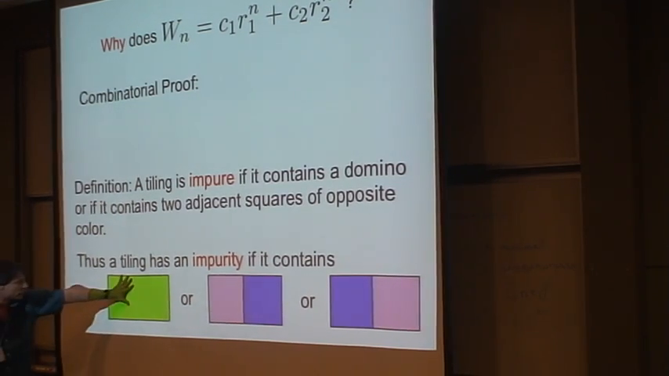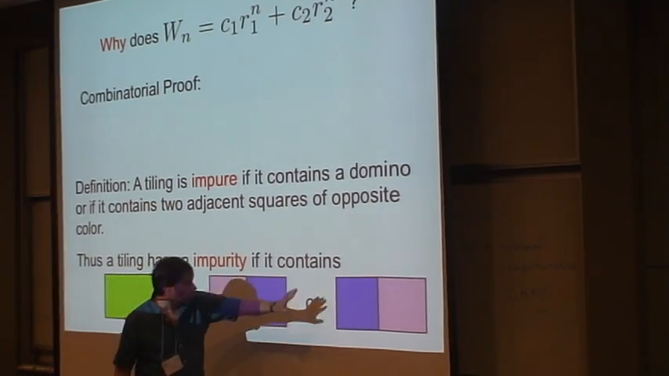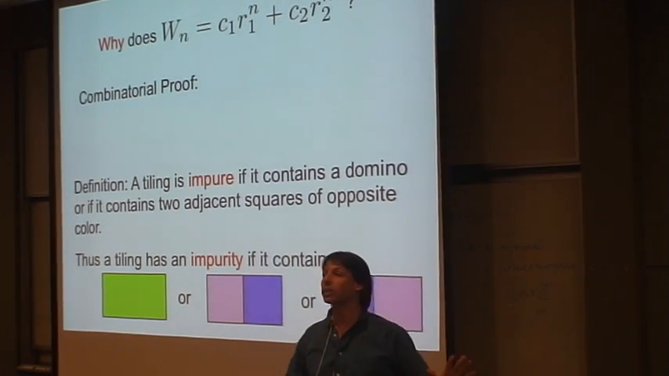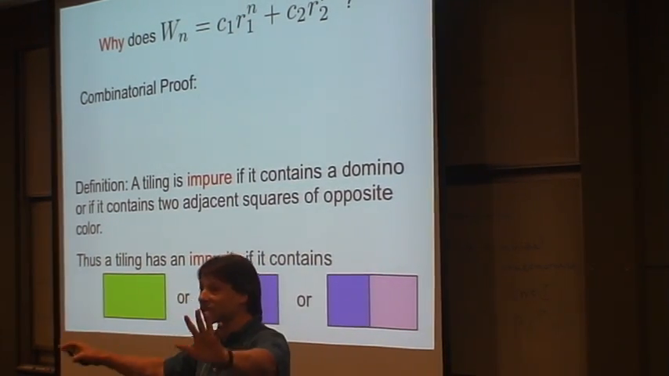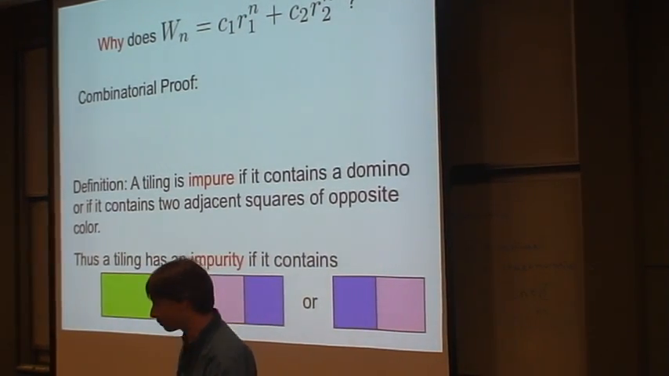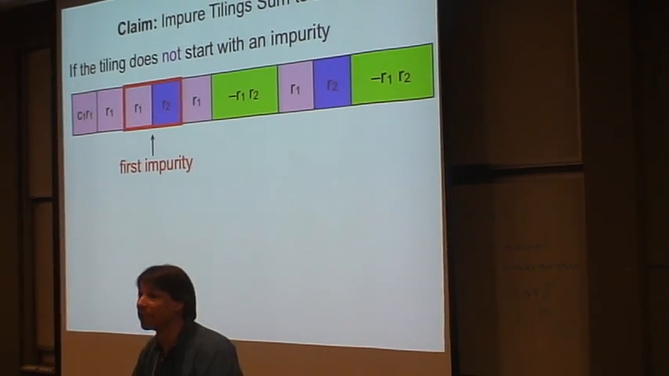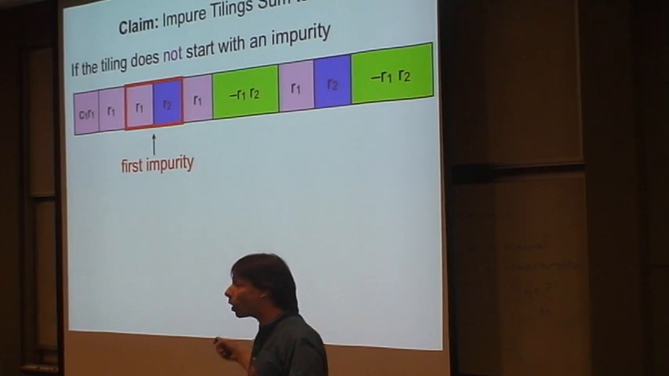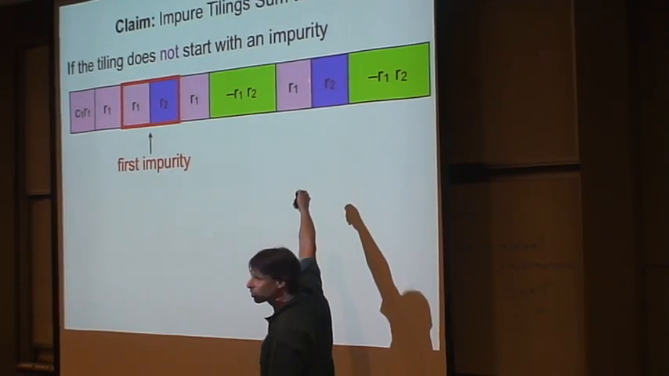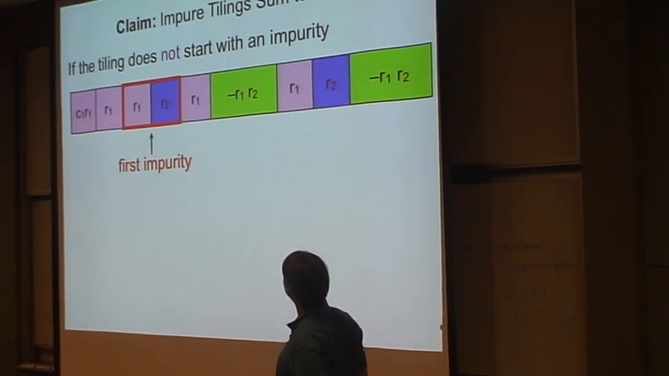So if you have this in your tiling, or light dark, or dark light anywhere, then your tiling is impure. Needless to say, most tilings are impure. What I claim is that if you take the sum of all impure tilings, you're going to get 0. All right, let's see.